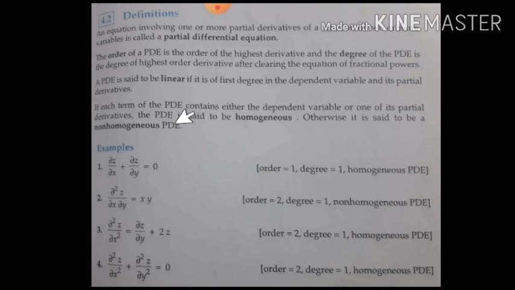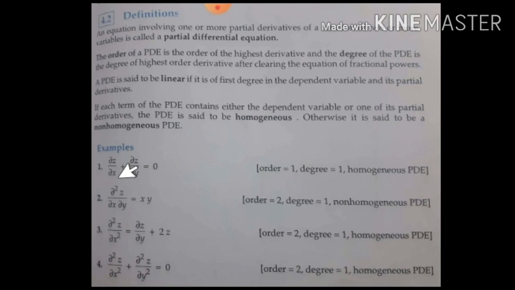The order and degree of the partial differential equation are defined the same way as we studied in ordinary differential equation. The highest derivative of the partial differential equation is the order. The number of times that highest derivative occurs is the degree of the partial differential equation. Here we will check it for the given examples.